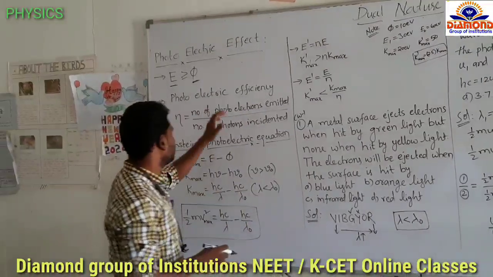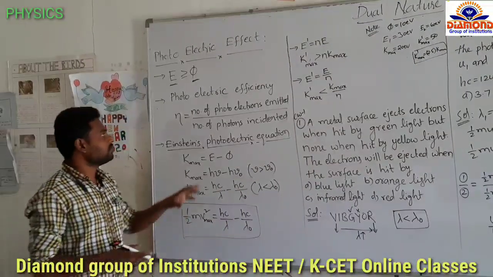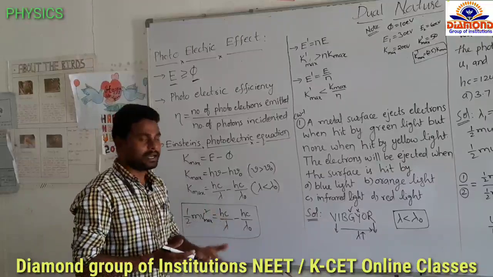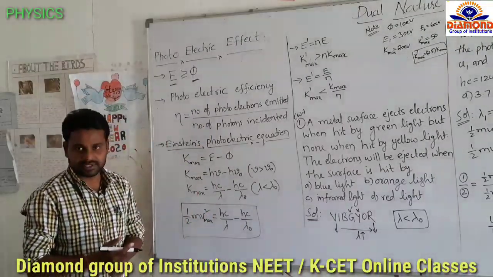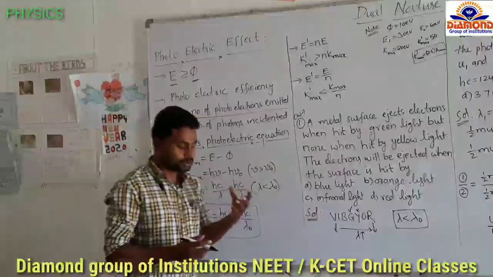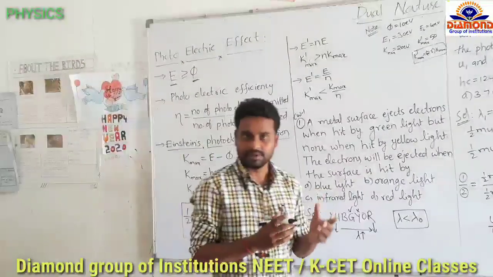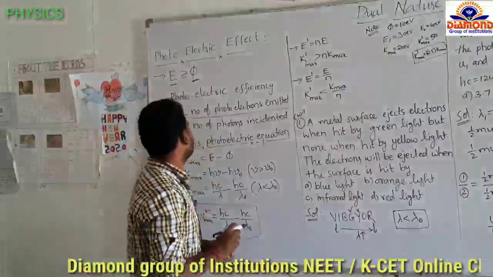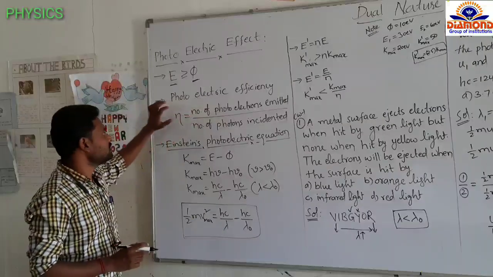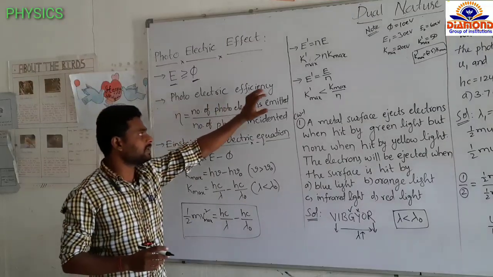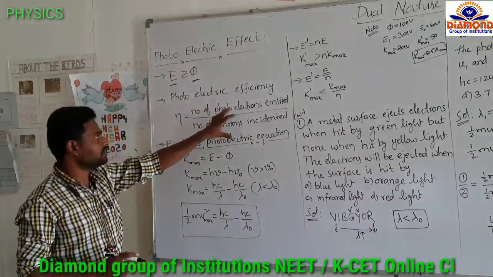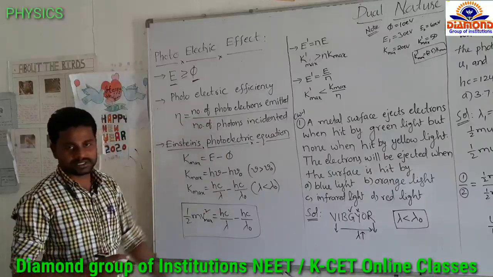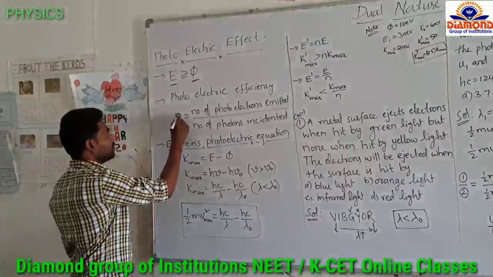Next definition is photoelectric efficiency. That means not all photons emit electrons. Some electrons may not get sufficient energy, or due to some collisions they may not escape from the metal surface. So the photoelectric efficiency is the ratio of the number of photoelectrons emitted to the number of photons incident. So we will get the photoelectric efficiency.